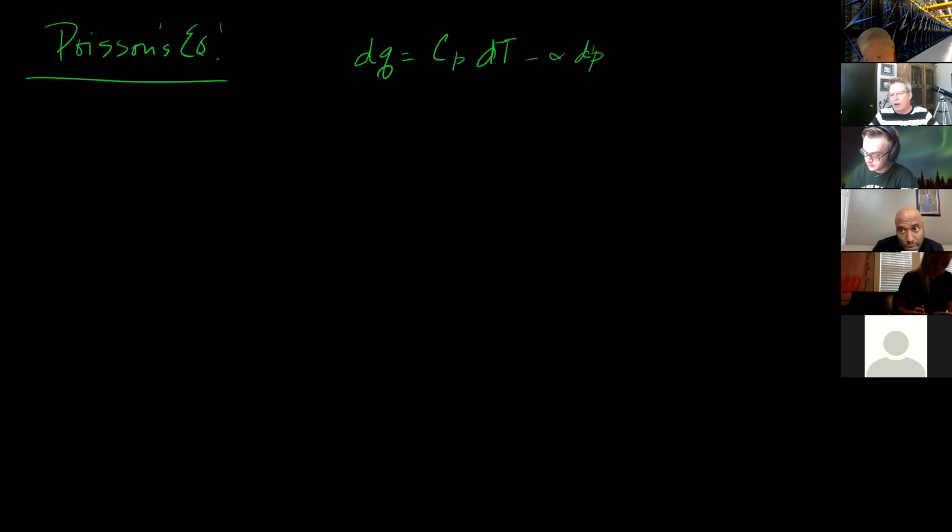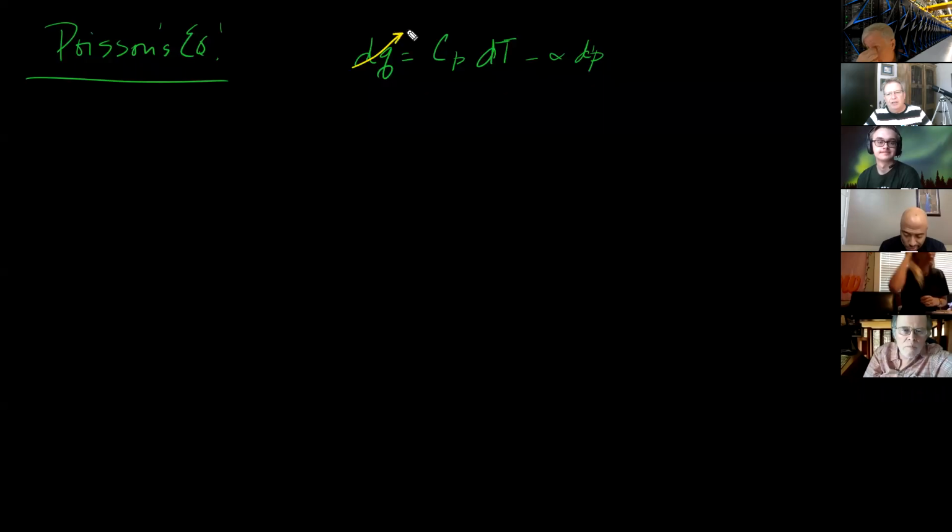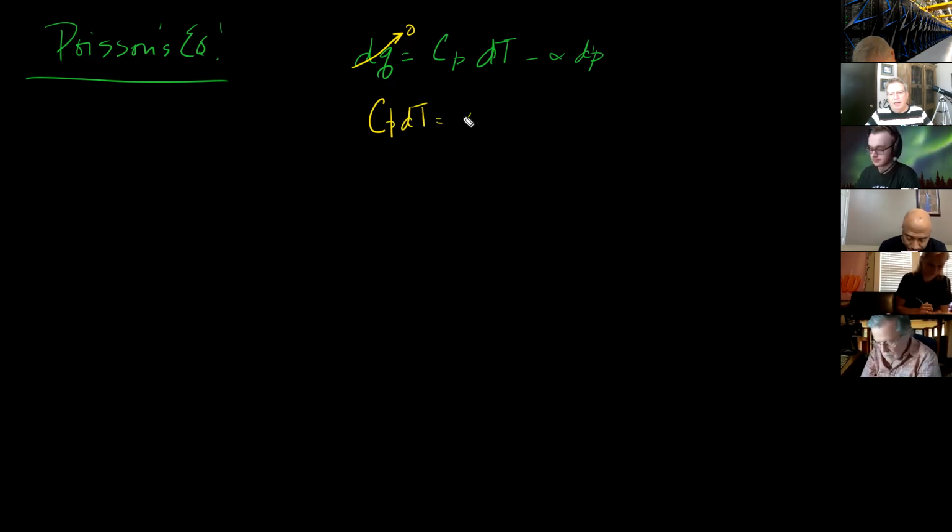Since Poisson's equation is going to define potential temperature, which I think you all know what potential temperature is: the temperature to which an air would be if brought dry adiabatically to 1,000 millibars. We know that in a potential temperature, this term goes to 0 is our first statement. And then we say Cp dT equals alpha dP.